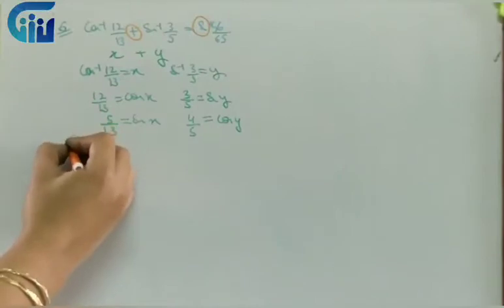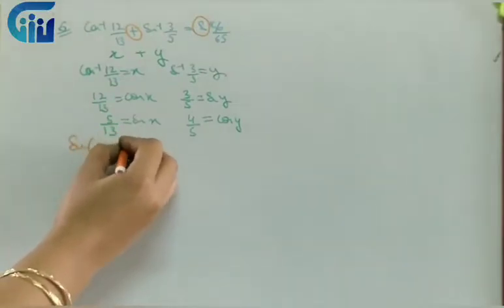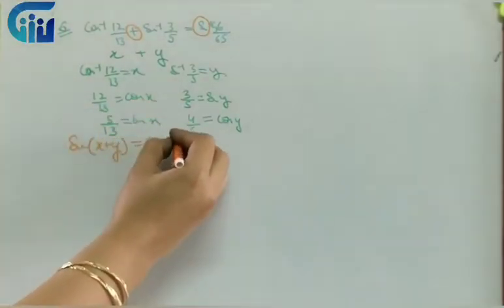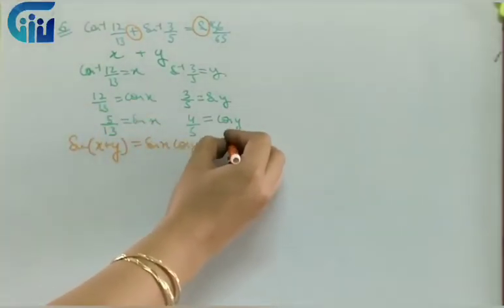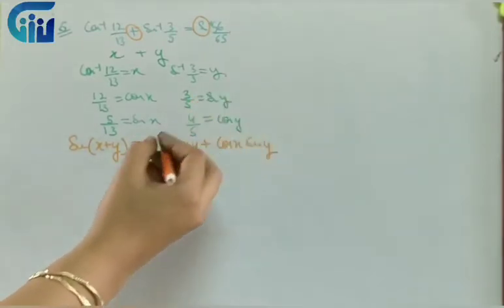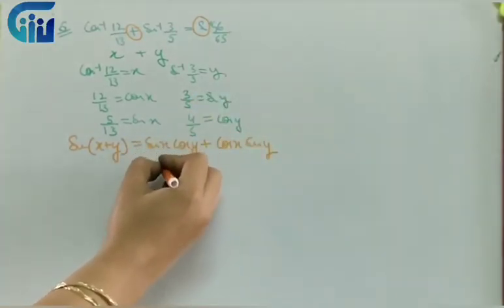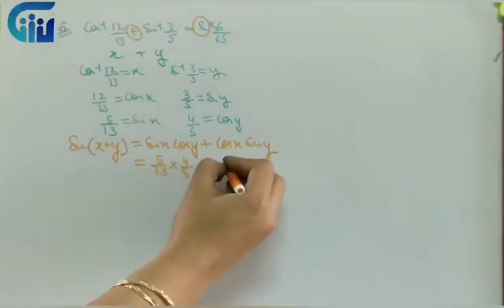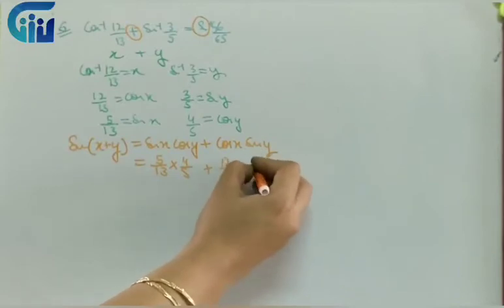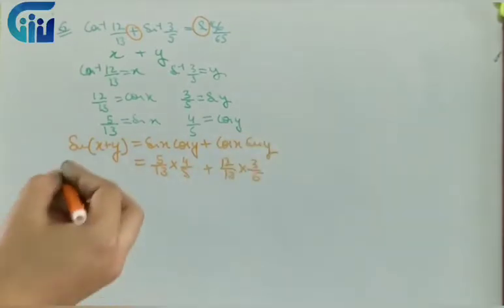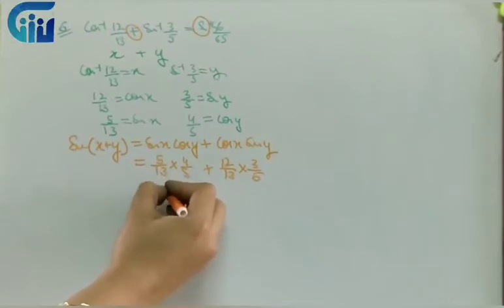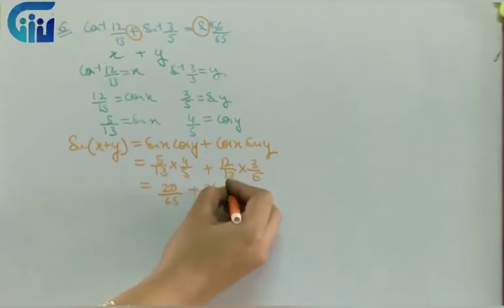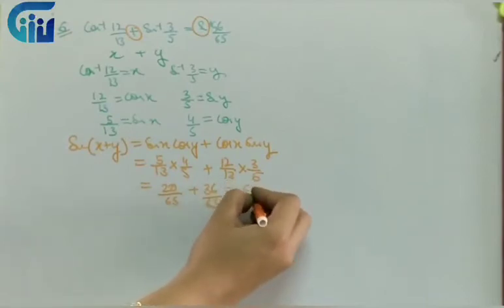So I'll apply the formula of sine(x plus y), right? So sine(x plus y), what is the formula? Sine x cos y plus cos x sine y. So I'll put the value of sine x as 5 by 13, cos y as 4 by 5, plus cos x as 12 by 13 and sine y as 3 by 5, right? So now let's quickly solve it up. So 20 upon 65 plus 36 upon 65. So we will get 56 upon 65.